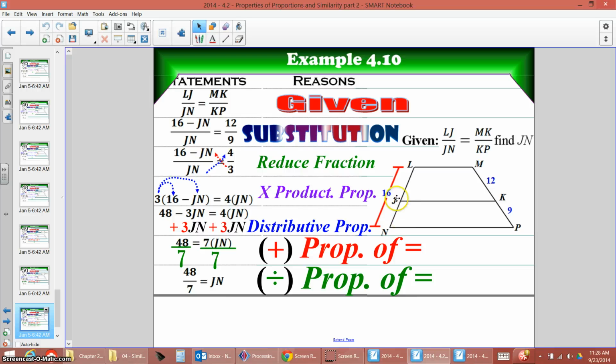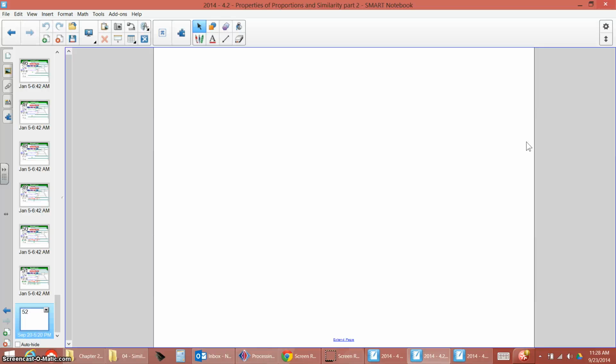And this segment JL is some other value. We could find it out, right? We could do 16 minus JN and find out what that is. But it's not asking us to do that. It's asking us to find the length of JN. So that's the first part.